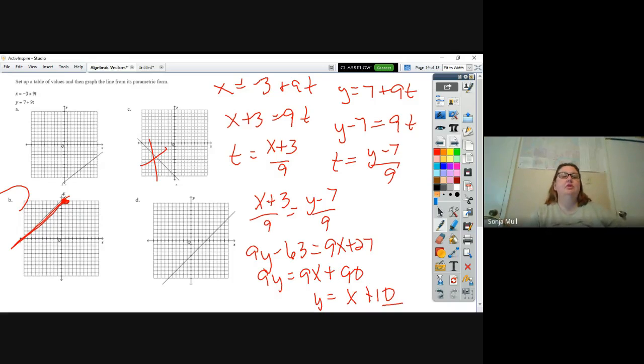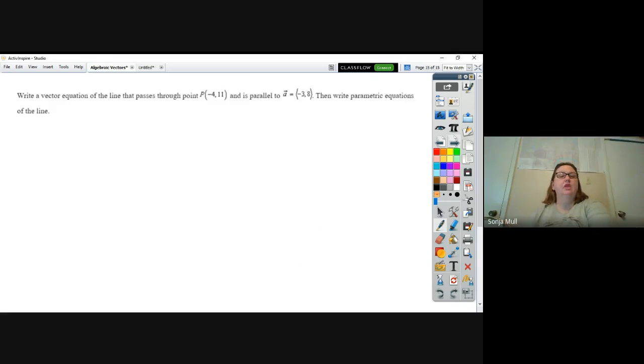Okay, I think I have one more. Let's check that one out. Write a vector equation that passes through the point -4, 11, and is parallel to this vector. Okay, so when x is -4, x minus this x value, this would be the vector, so x plus 4, and then y minus the y value, 11. So I'm writing a vector that goes from P to some point x, y.